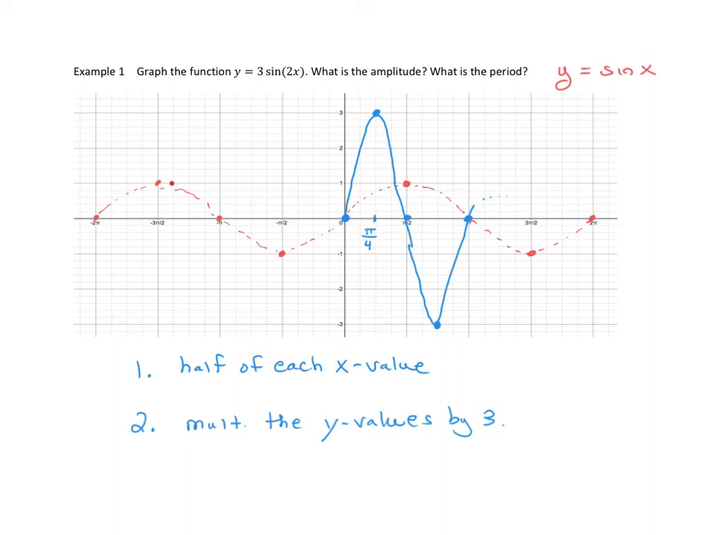We could do the same thing for the x values that appear over here. For example, this x value is at negative pi over 2. If I take half of it, it's going to go to negative pi over 4. Since the y value is -1, if I triple it, it goes to -3. So this point goes to negative pi over 4 down to -3. This has an x value of negative pi. Half would go to negative pi over 2. If I triple the y value, which is 0, it actually stays at 0.